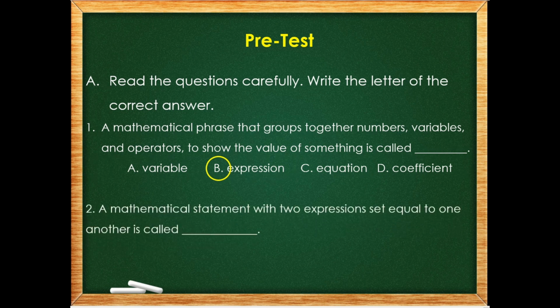Number 2, a mathematical statement with two expressions set equal to one another is called blank. A. Variable. B. Expression. C. Equation. D. Coefficient. Yes, the correct answer is letter C, equation.